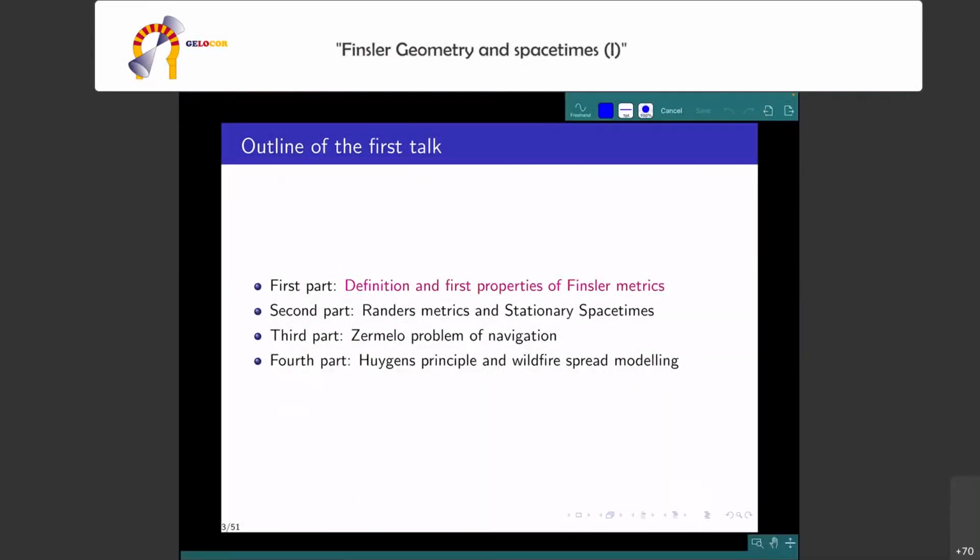Know, this relation between stationary spacetimes, classical stationary spacetimes, and Randers metrics. In a third part, I will speak about the Zermelo problem of navigation, which is also related to Randers metrics and stationary spacetimes. And finally, I will discuss the wildfire spread modeling applications, which is related also with Huygens principles.